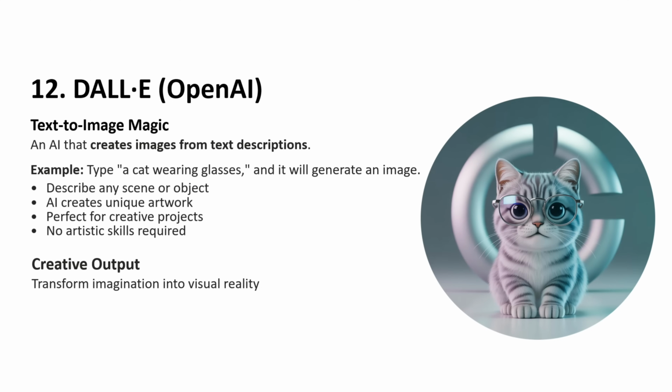12th one is DALL-E. It is an AI tool that creates images from text descriptions. For example, you can type a cat wearing glasses and it will generate an image. You can describe any scene or object. AI creates unique artwork, perfect for creative projects. No artistic skills required.